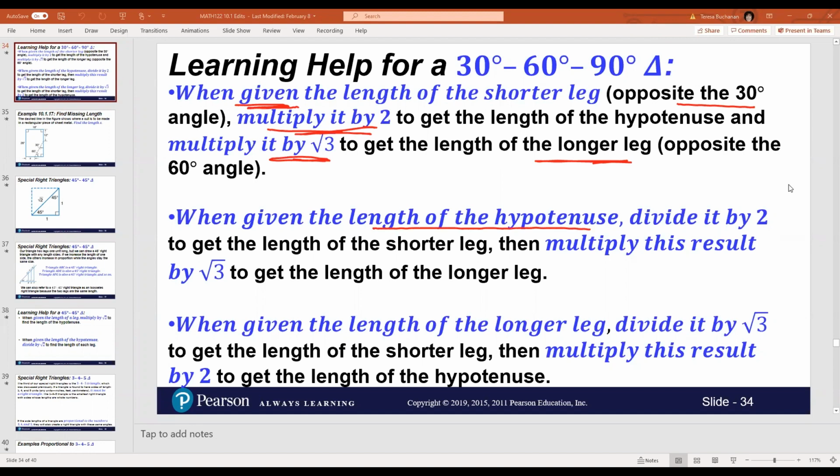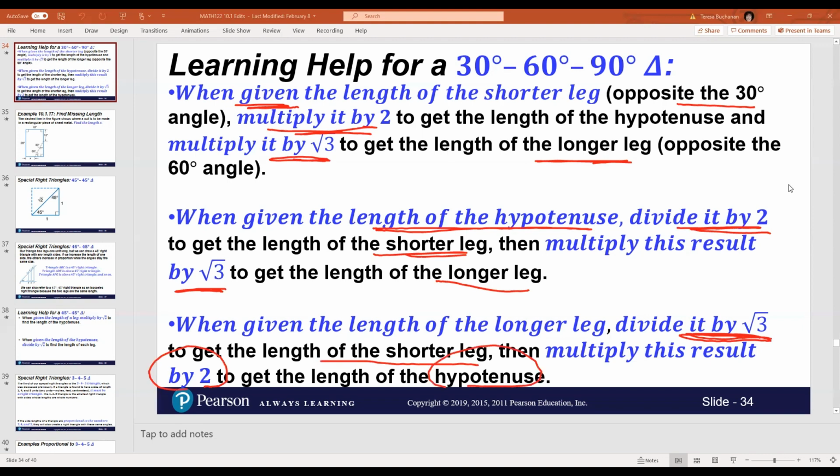If you're given the length of the hypotenuse, if you divide that by 2, you get the length of the shorter leg. And then you can take that shorter leg, multiply that by square root of 3 to get the longer leg. In other words, in a 30, 60, 90, you only have to be given one of the side lengths, and you can find the other two as a result of these relationships. When given the length of the longer leg, divide it by square root of 3 to get the length of the shorter leg, and then take that shorter leg multiplied by 2 to get the hypotenuse.